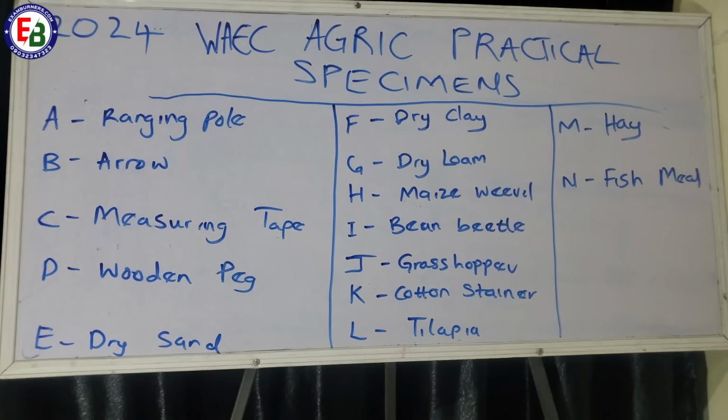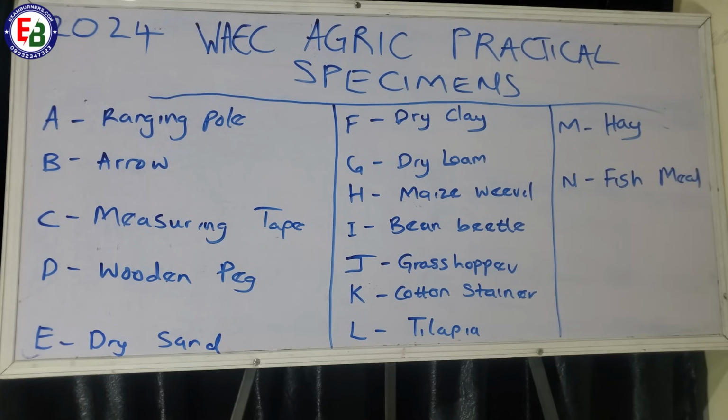So let's start with specimen H. Specimen H is our maize weevil, and the feeding habit is biting and chewing. So maize weevil is biting and chewing. Specimen I is bean beetle, and the feeding habit is boring. It's a boring pest. So it bores holes into the what? Into the beans. So the next specimen here is specimen J, grasshopper, and the feeding habit is biting and chewing.